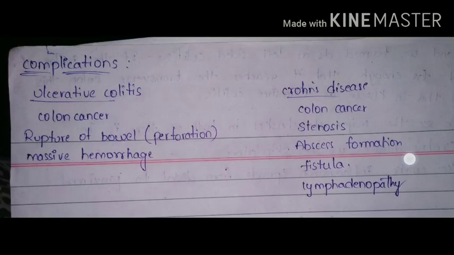Okay, if we look deeper into the complications, there are both systemic and local complications. Local complications in ulcerative colitis involve colon cancer, rupture of bowel, that is perforation, or massive hemorrhages. In Crohn's disease, they are colon cancer, stenosis, abscess formation, fistulas and lymphadenopathy, which we discussed earlier in the similarities. Next, we will see the systemic complications that occur in IBD.